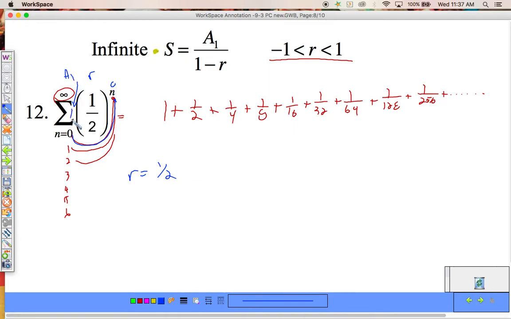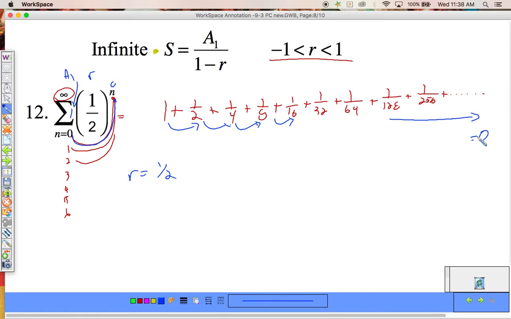Since my ratio is 1/2, my numbers, as I keep going, are getting smaller and smaller, from 1 to 1/2 to 1/4 to 1/8 to 1/16. What's going to happen is, as this keeps going on and on and on forever, the number I'm adding is getting smaller and smaller. 0.5, 0.25, 0.125. It's getting smaller and smaller. And at some point, I'm going to be adding a number so small that it's pretty much going to be 0.